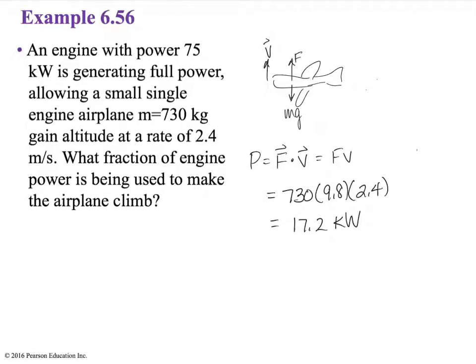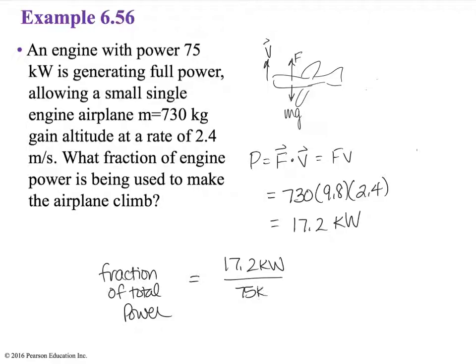Now that's how much power is being used to make the airplane go up. Some of the power is being dissipated, working against air resistance, etc. So the fraction of the total power would be found as you take 7.2 kilowatts and divide by 75 kilowatts. This ends up to be 0.23 or 23%.